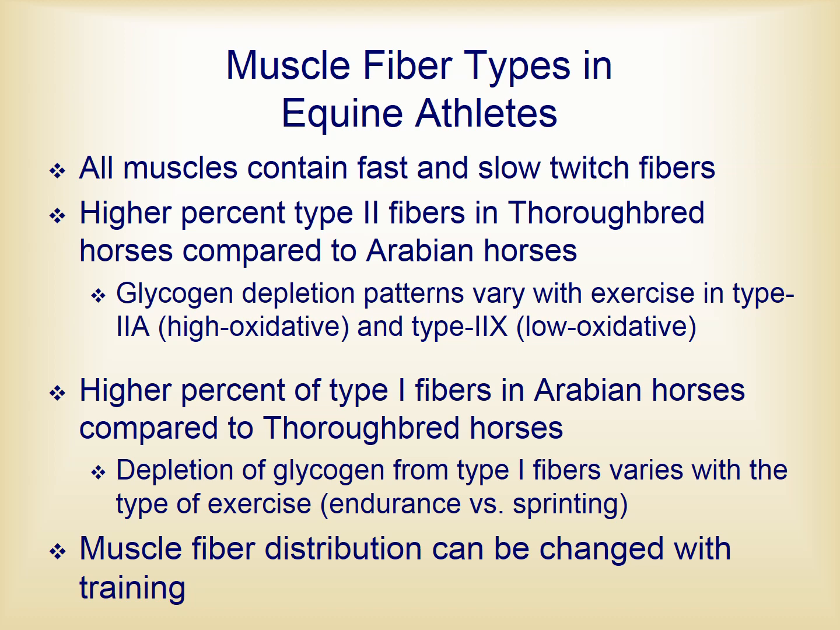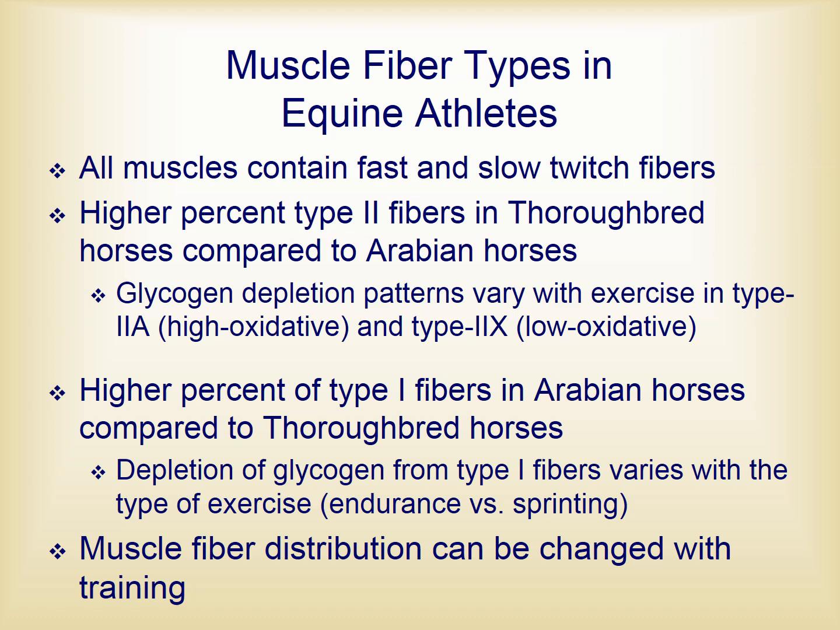Now, every muscle in the horse will have these combinations of different muscle fiber types. So both fast and slow twitch fibers will be in all muscles. But research has found a higher percentage of type 2 fibers in thoroughbred horses compared to Arabian horses. And if we think about the types of activities that thoroughbreds do compared to Arabian horses, it might make sense to us. We think about our thoroughbreds as maybe our jumping horses and certainly as our flat racing horses, compared to Arabian horses that tend to do more of our long endurance type of racing, type 2 versus type 1 muscle fiber type.